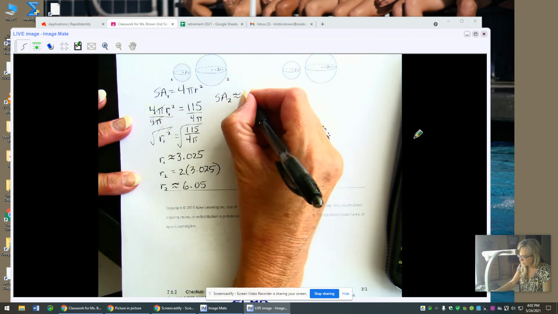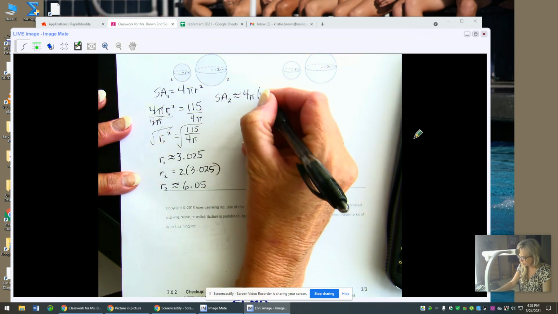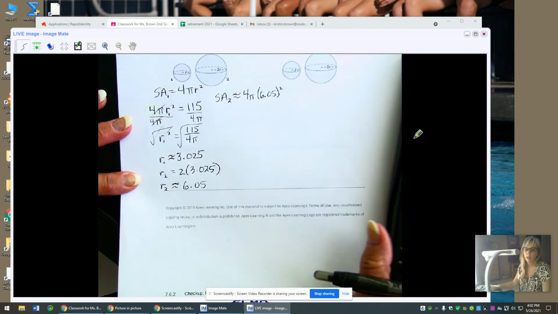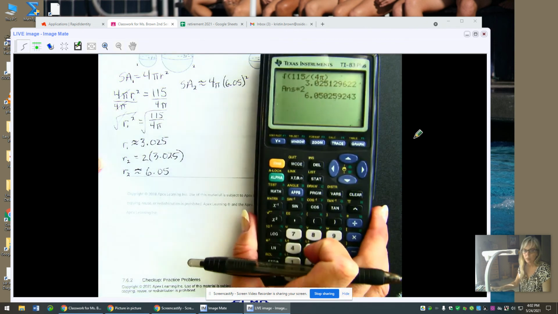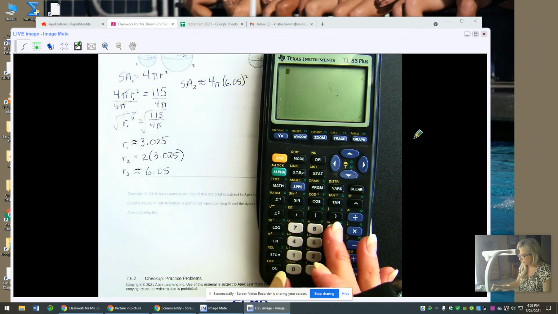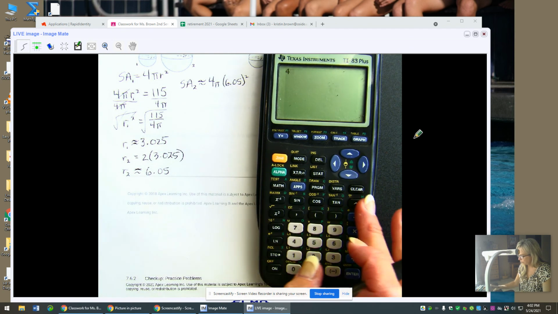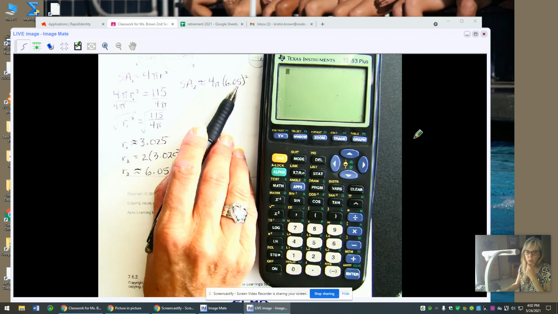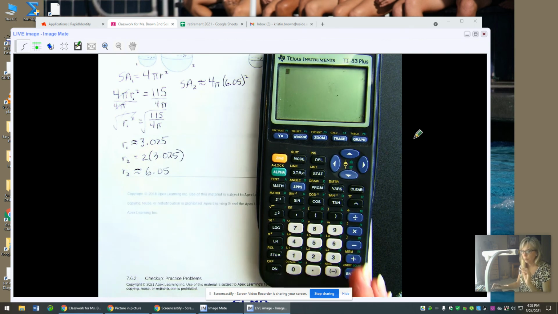Here's the formula: 4 times pi times radius squared. And it's all calculator work from here. We don't have a numerator and denominator, but here we go. 4 times, well, let's not do the pi. Let's do the 4 times 6.05 squared, and then we'll leave it in terms of pi.